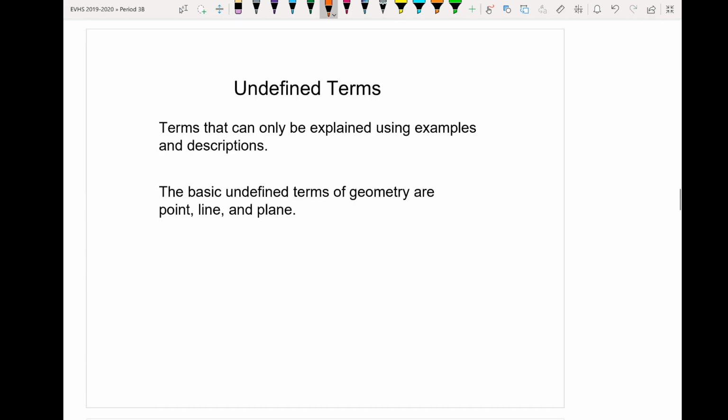Okay, undefined terms. This is not on your sheet, by the way. Here's what an undefined term is. An undefined term is something so basic or so simple that we can't really make a proper definition for it. You'll notice that for points, lines, and planes, we gave examples and some properties of what they were, but we could not truly define them the way other things are defined. That's because they are so rudimentary, so basic, that we do not have the ability to properly define them.